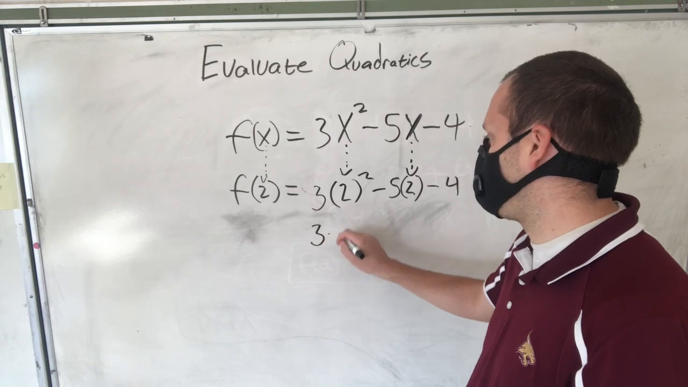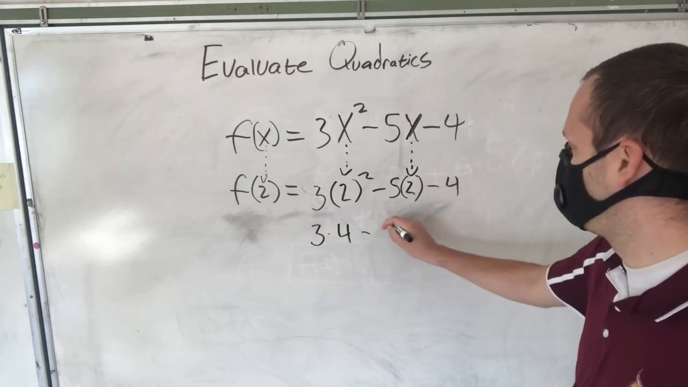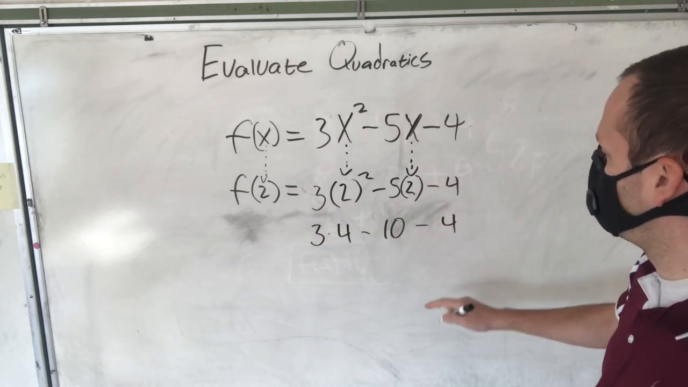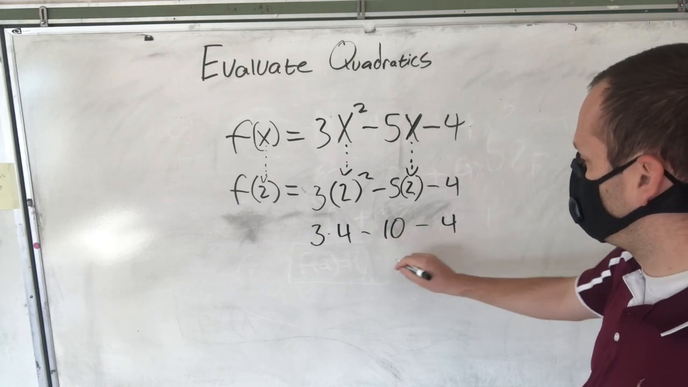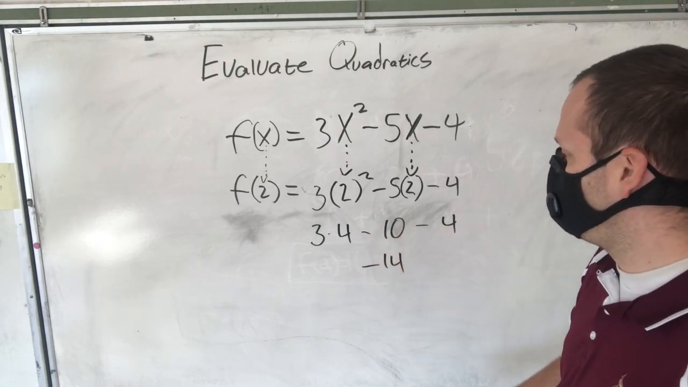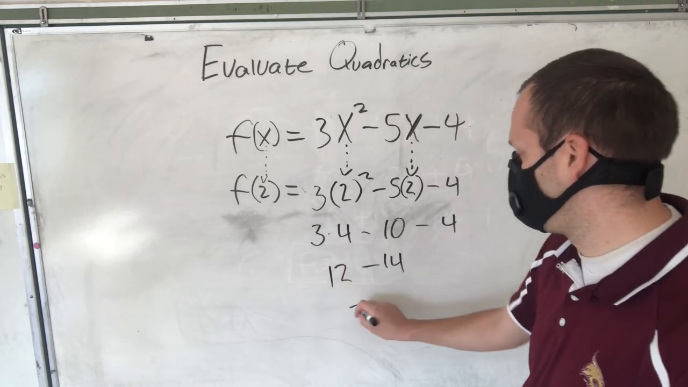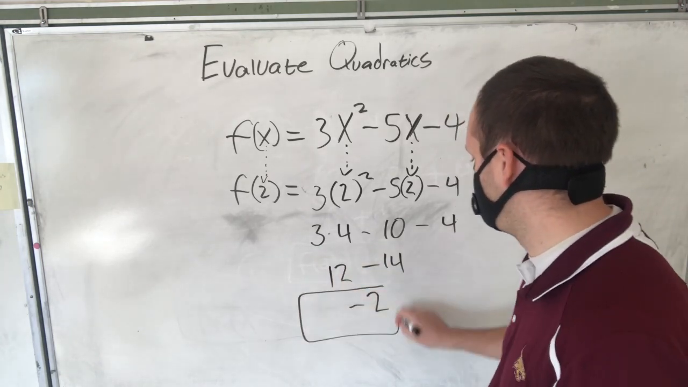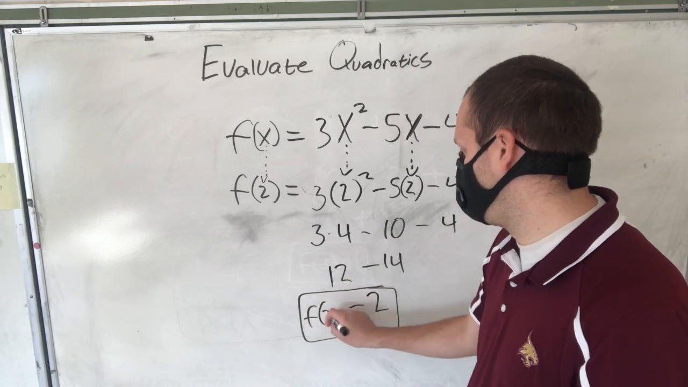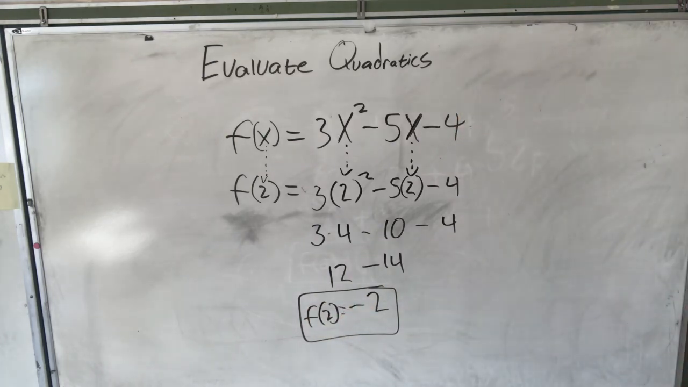So 3 times 4 minus 10 minus 4. Negative 10 minus 4 is negative 14. 3 times 4 is 12. What's 12 minus 14? Negative 2. So f of 2 is negative 2.